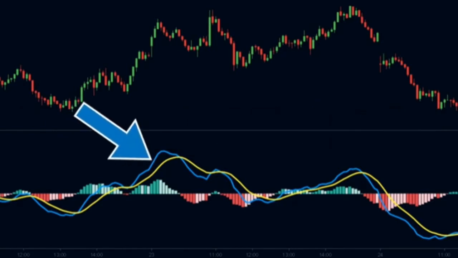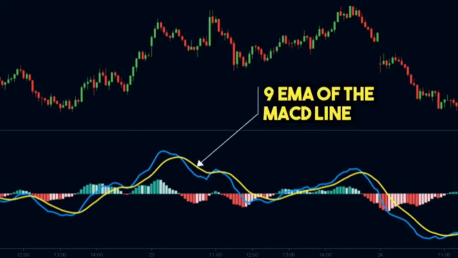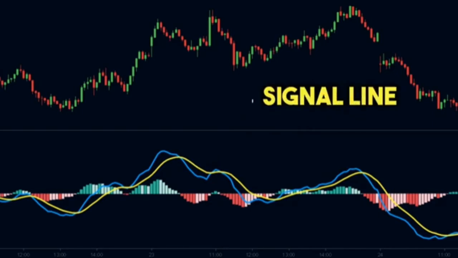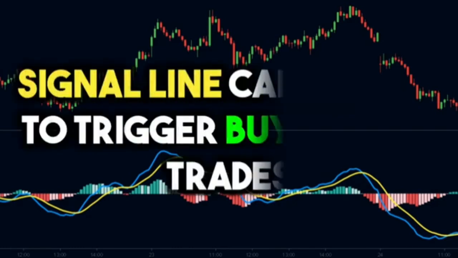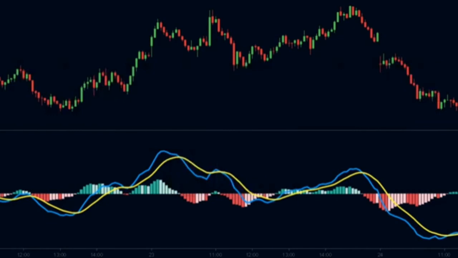The result is plotted on the chart with the blue line. This is called the MACD line. The yellow line here is a simple 9-period moving average of the MACD line. It is known as the signal line. The signal line can be used as a trigger to activate buy or sell trades. For example, when the MACD line crosses above the signal line, it indicates a buy signal. Similarly, if the blue line crosses below the signal line, it indicates a sell signal.